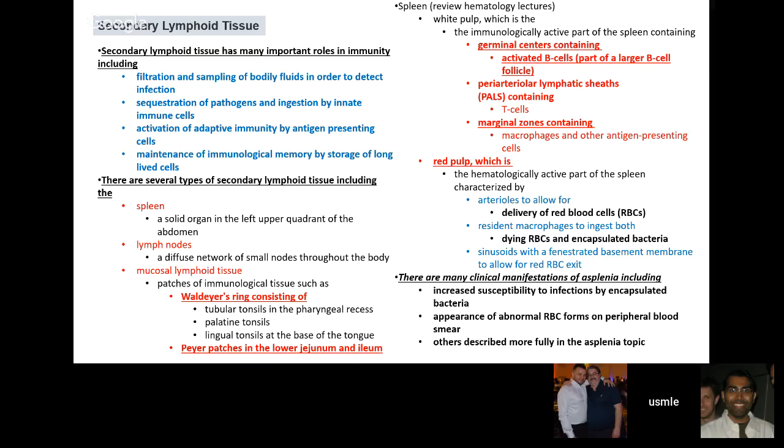It has a germinative center, think about activated B cells. We're talking about the spleen here, and specifically the larger B cells. This is why anytime you have lymphoma, the spleen can be involved.